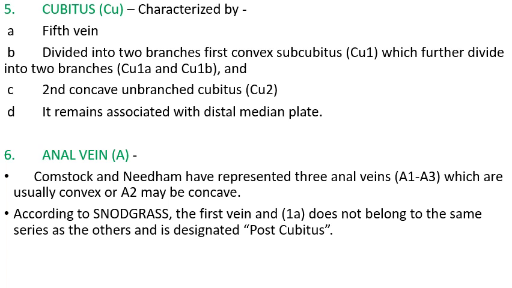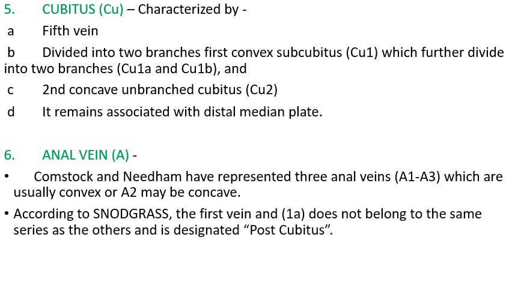Cubitus, not subcutis. The fifth one is the cubitus, and it divides into two branches. First, the convex subcubitus, CU1, which further divides into two branches, CU1A and CU1B, as you may represent it. The second, concave branch, unbranched, is the cubitus referred to as CU2, and it is found associated with the distal median plate.